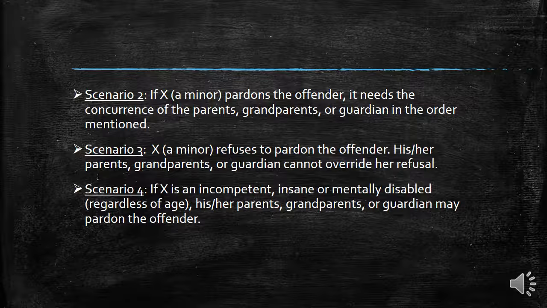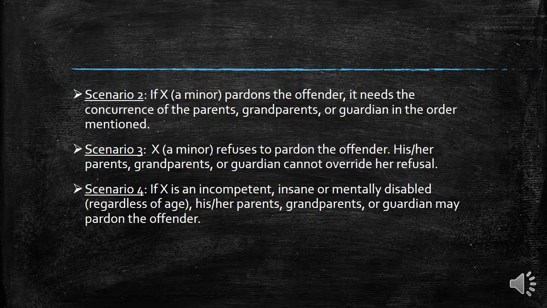Scenario number 4. If X is an incompetent or insane or mentally disabled, regardless of age, his or her parents, grandparents, or guardian, as the case may be, or in the order mentioned, may this time pardon the offender.